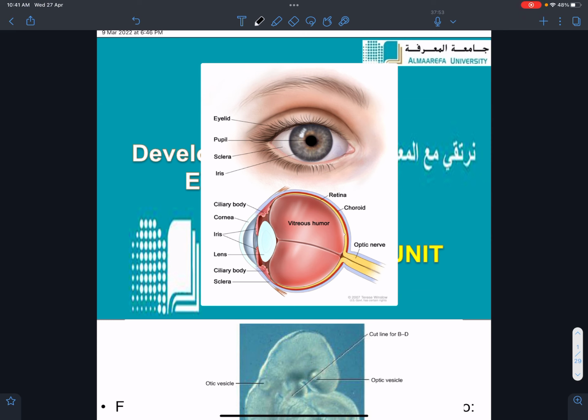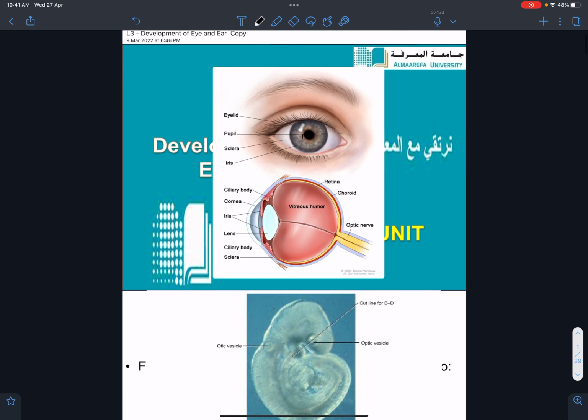So let's start with just getting an idea about the anatomy of the eye real quick, just to remind you before we get to development, because it will be similar. You obviously got the pupil. You obviously got the lines here, the sclera. You see these lines out there? That's the sclera. The iris. There's the iris, and there's the sclera.